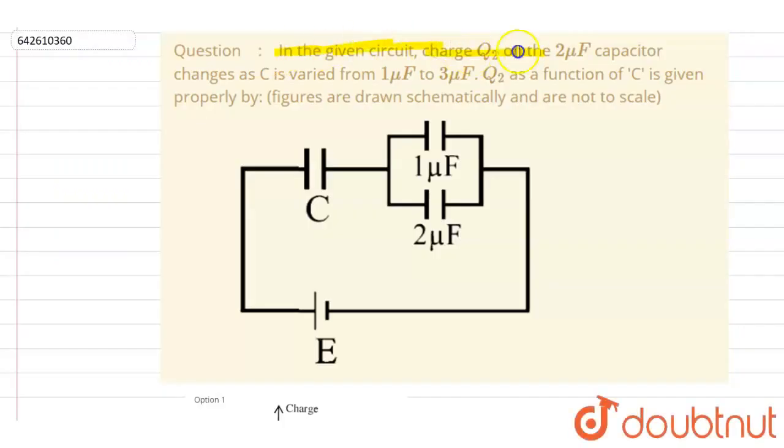Hello everyone. In the given circuit, charge Q2 on the 2 microfarad capacitor changes as C is varied from 1 to 3. Q2 as a function of C is given properly by.